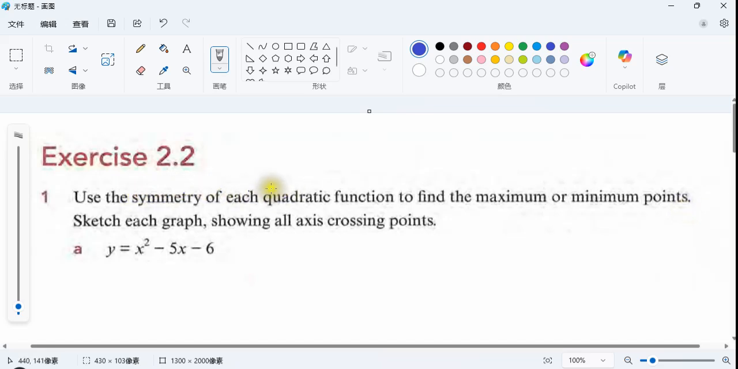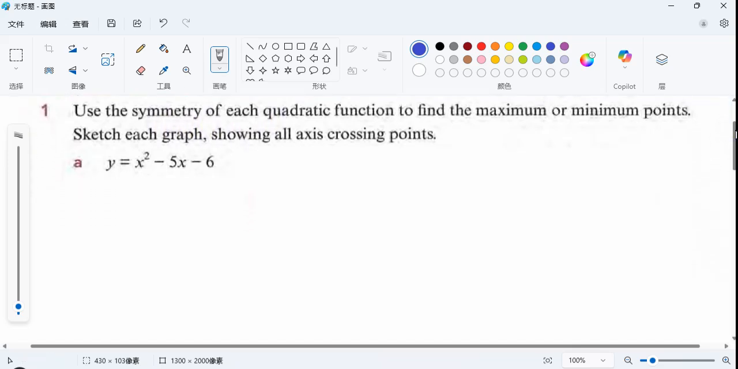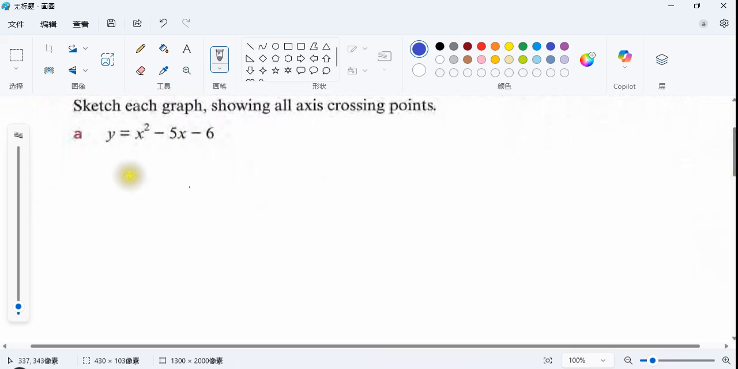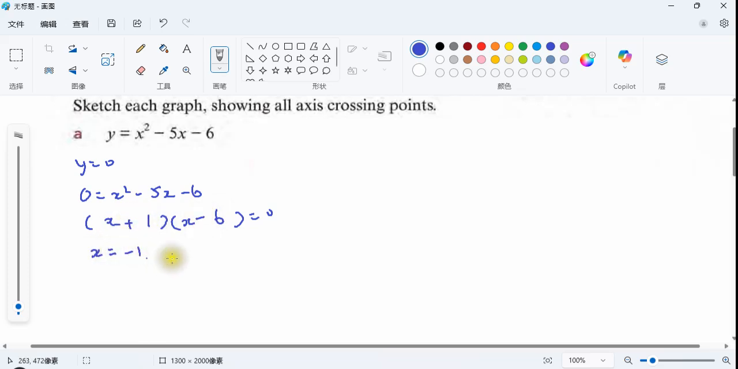Use the symmetry of each quadratic function to find the maximum or minimum point. Sketch each graph showing all axis crossing points. So when y equals 0, then we have 0 equals x squared minus 5x minus 6. We do the factorization to find the roots, so we have x minus 6 and x plus 1, so x equals -1 and x equals 6.